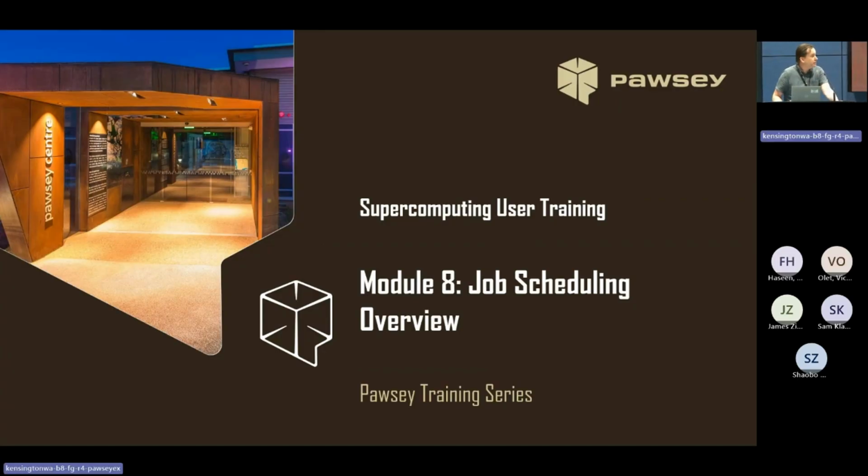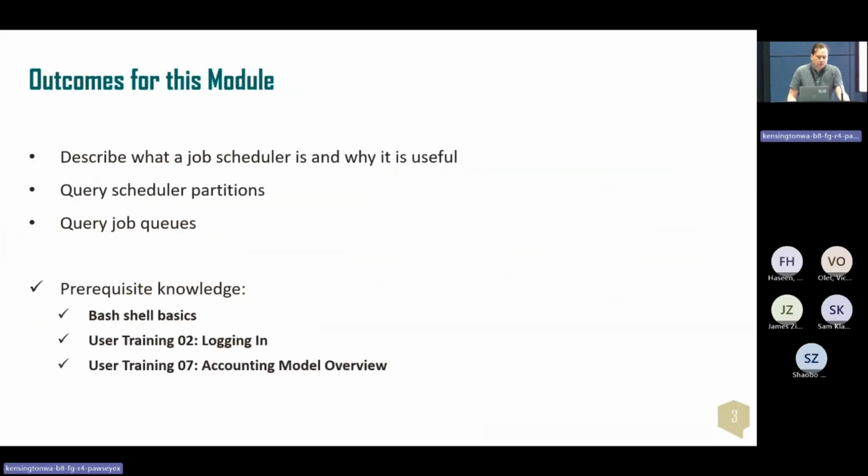So we're now finally getting on to the scheduling. How do we actually schedule jobs to run on all those compute nodes from the login node? We're finding out all about partitions in this module: how we split up the supercomputer into different types of nodes, and also how we queue jobs onto those nodes.